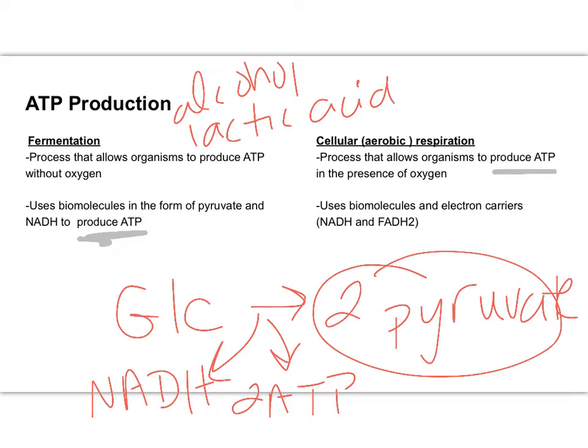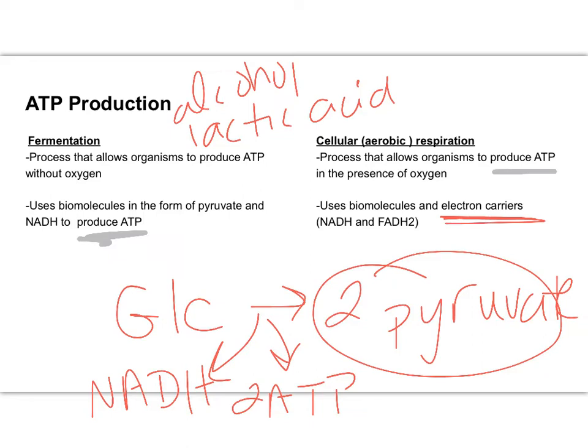Cellular or aerobic respiration is going to allow organisms to produce ATP when oxygen is available to them. This is going to use biomolecules like glucose being broken down into pyruvate, as well as 2 kinds of electron carriers, both the NADH and the FADH2. And we're going to look at how those will come into play and why those make a difference in creating so much more ATP than fermentation will.